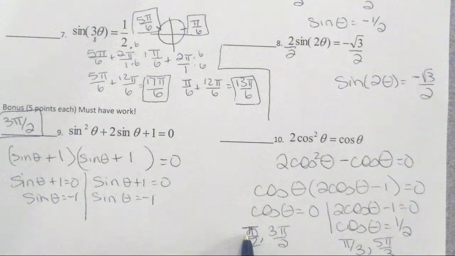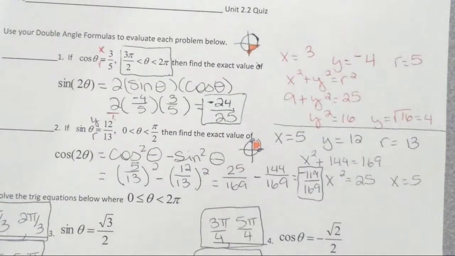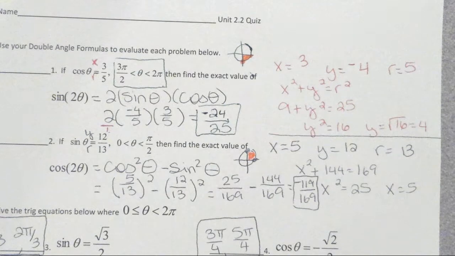So we have 4 different answers: pi over 2, 3 pi over 2, pi over 3, and 5 pi over 3. And that video will take you through quiz A. If you want to watch the other video for quiz B, open that one up and watch that for further examples. I hope this helps.